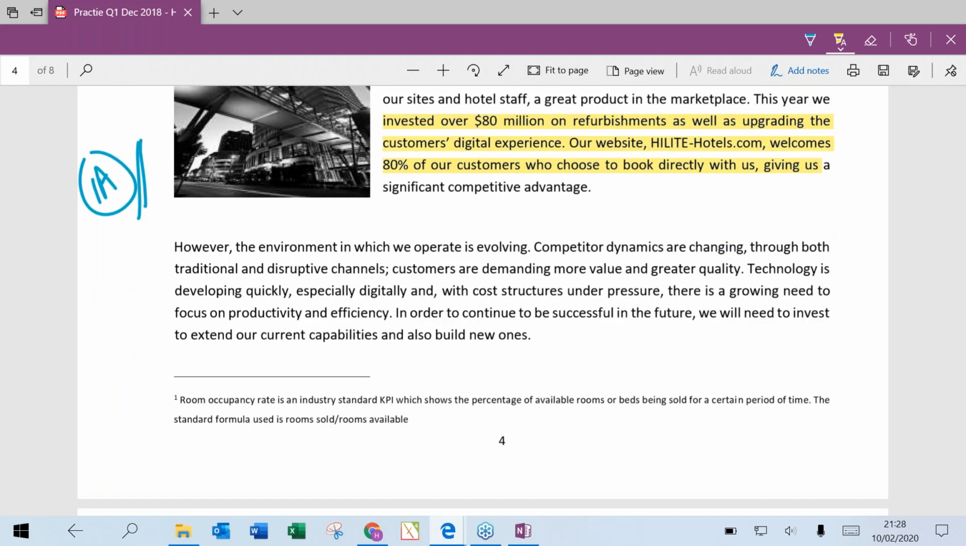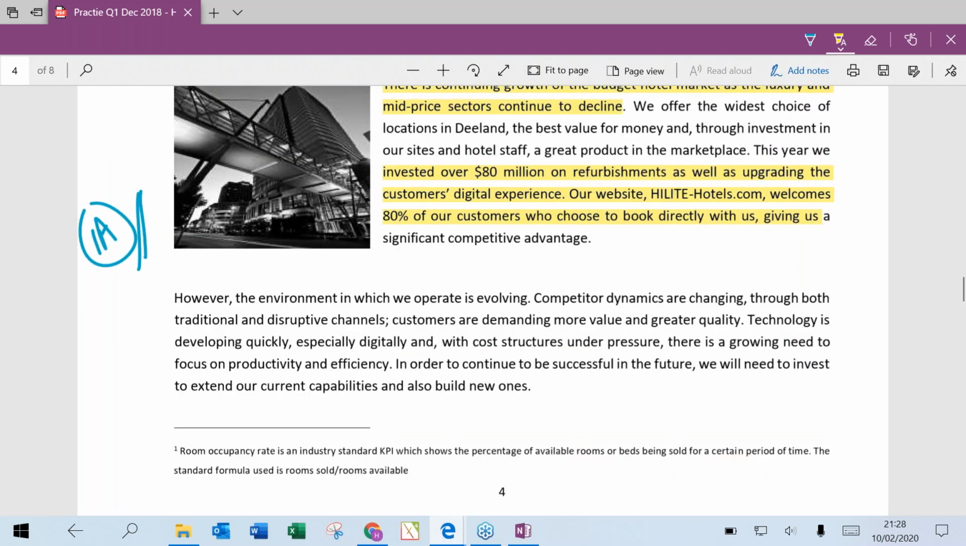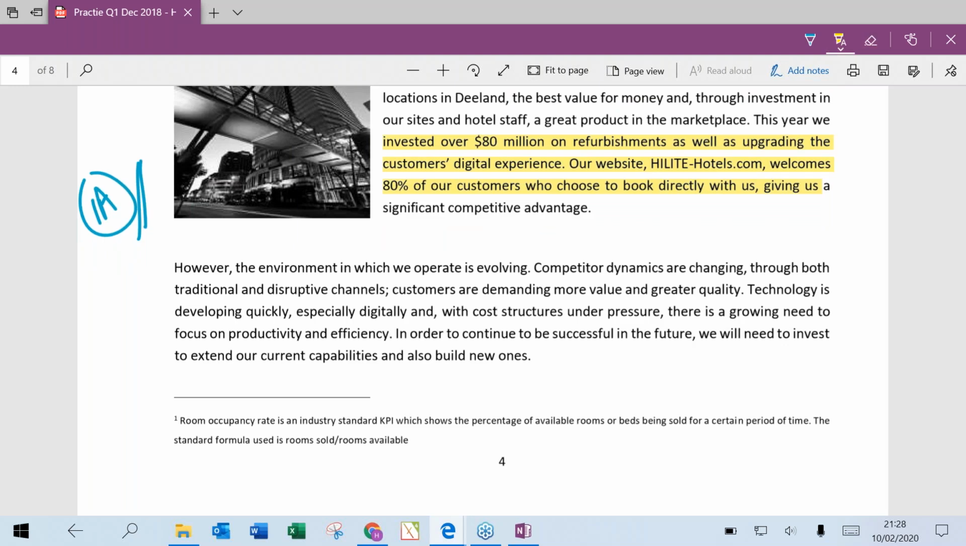However, listen, whenever you see the word however, normally it means some negative points will come. Okay. So far we have seen all the good points. Now we are seeing however. So however, the environment in which we operate is evolving. Competitor dynamics are changing through both traditional and disruptive channels. Customers are demanding more value and greater quality.